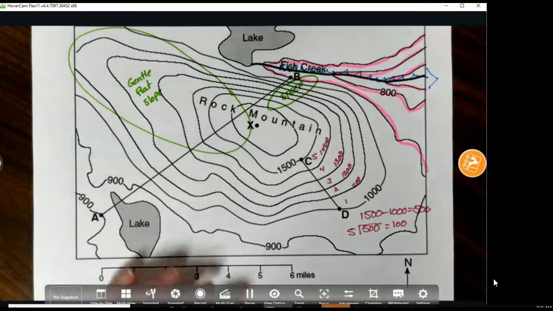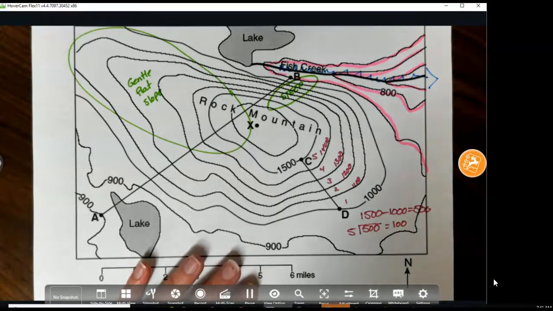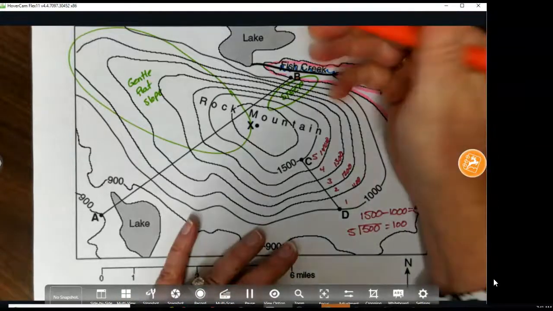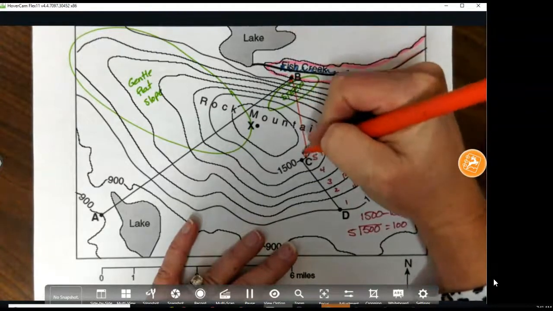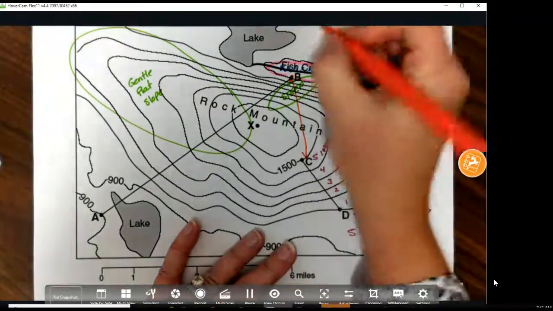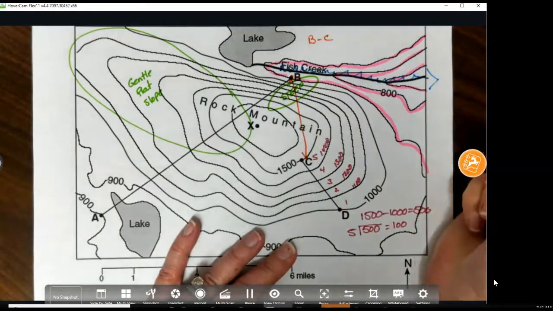If I were to go on a hike, and I wanted to hike from position B to position C. So we're going to go from B to C. What is my change in elevation? What is our change in elevation for that?